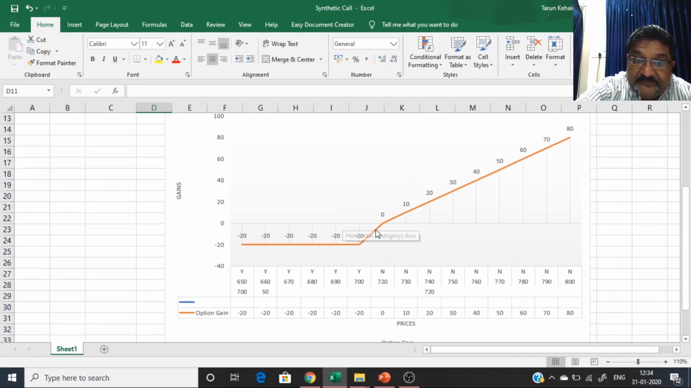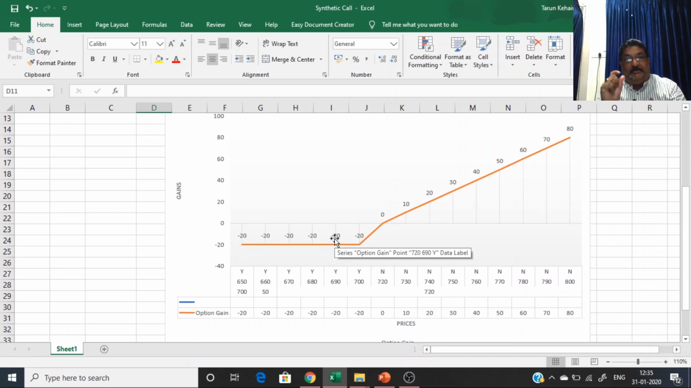Now, if you look at his graph here, if you look at this portion, his profits are unlimited, right? Whereas his loss gets capped. You see the straight line here? The loss gets capped if the market prices are below the strike price or the exercise price.